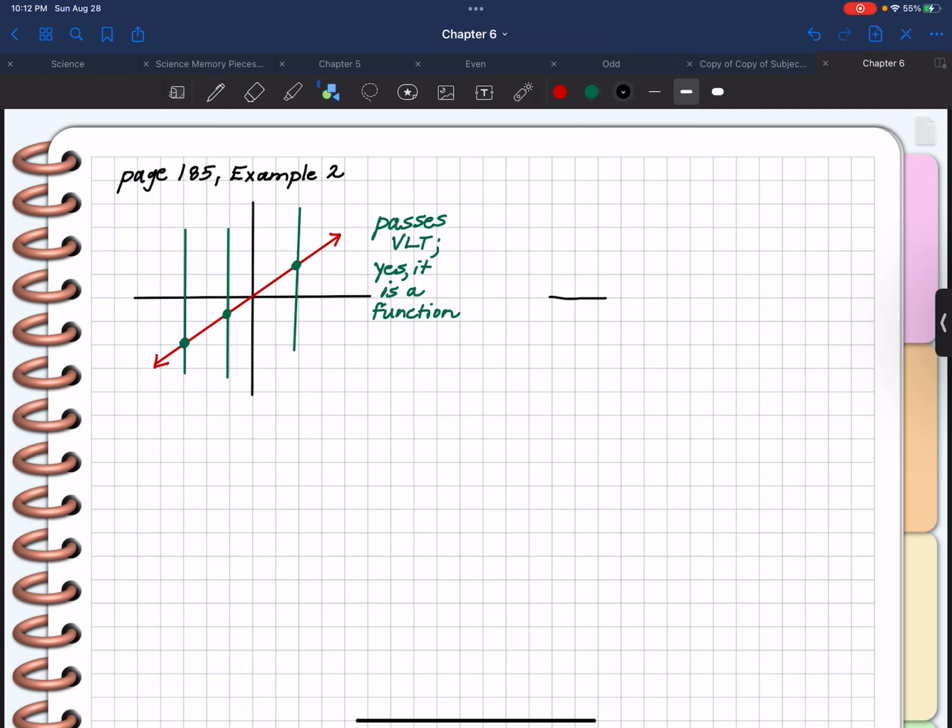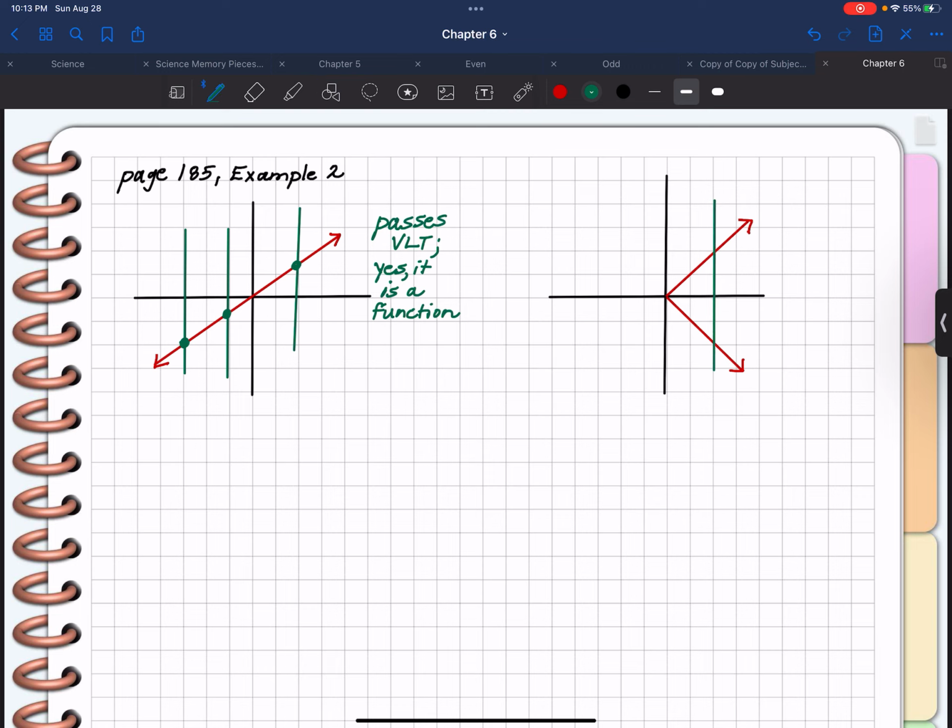All right, we have another one to try. So we have this situation, and then we have a graph that's coming from the origin, and it makes that nice V shape. It looks pretty good, doesn't it? But is it a function? Let's apply the vertical line test and see.